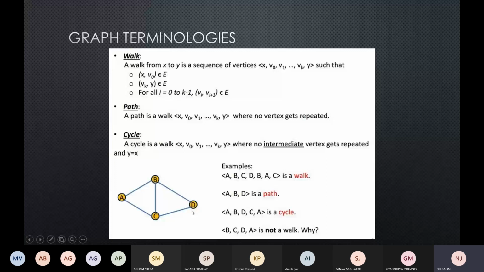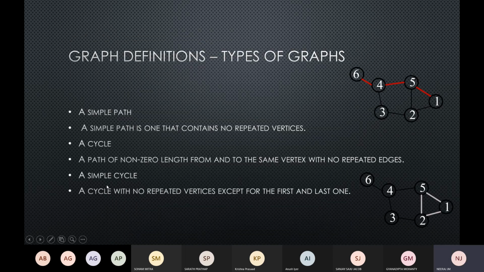And a cycle is nothing but all the vertices are interconnected to each other. Basically, it forms a loop, indirectly saying. So A, B, D, C, A is nothing but a cycle. You can take A, B, C, A. That's also a cycle. As simple as that. And this we already discussed: graph definitions, simple path, and a simple cycle.